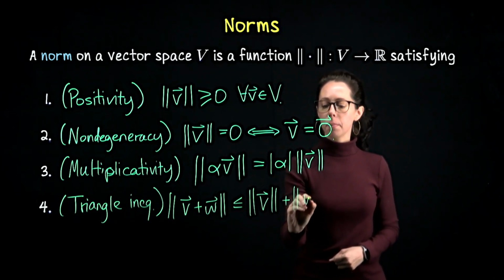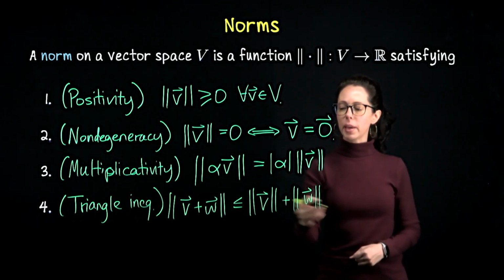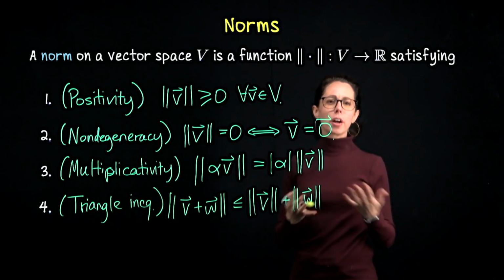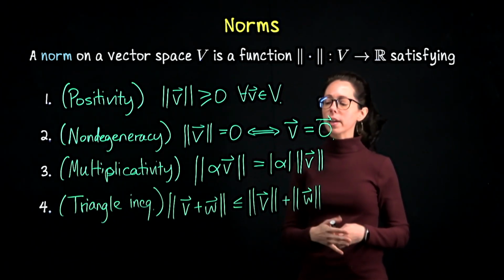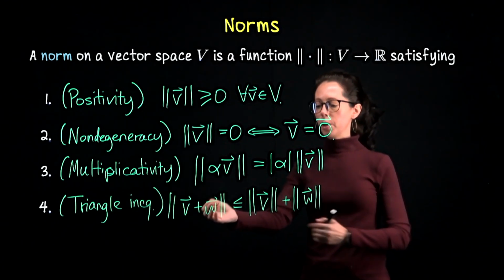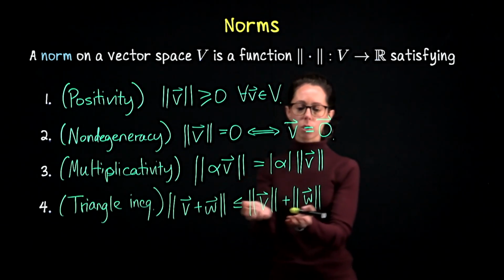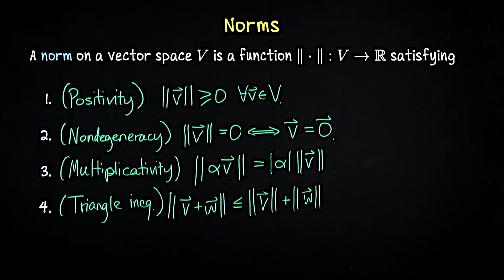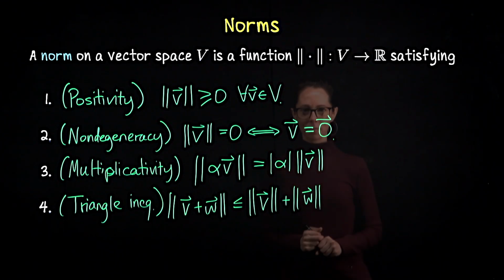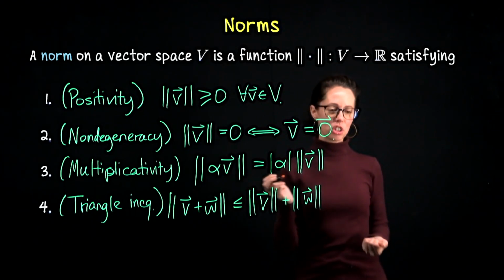Take a moment to sketch a picture of this statement in R3. Or actually, your picture will be on R2 because it will be on a flat surface. So just take two vectors, V and W, do vector addition, and then identify in your picture what is this length versus what are these two lengths. All right, let's just draw a vector V.